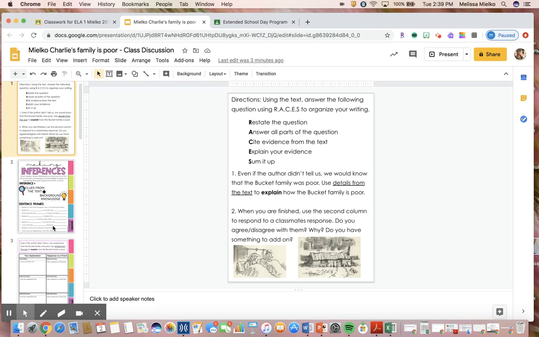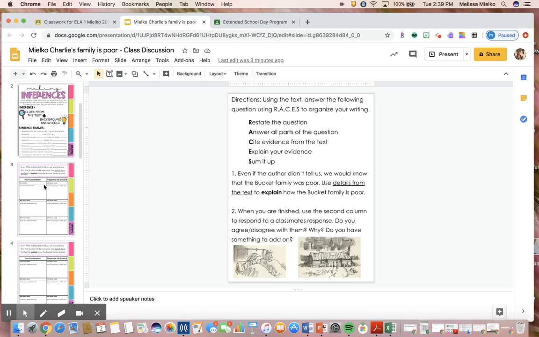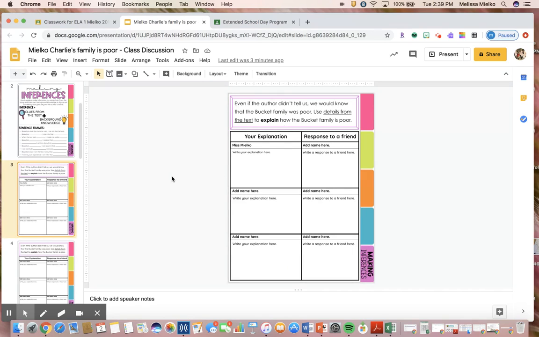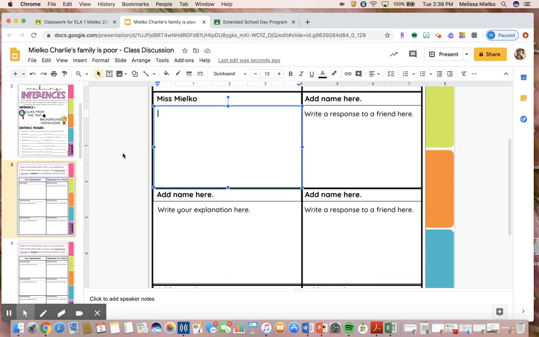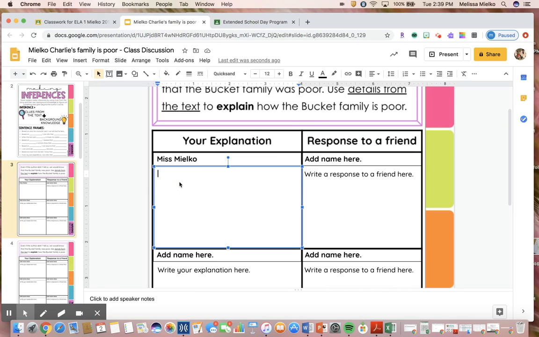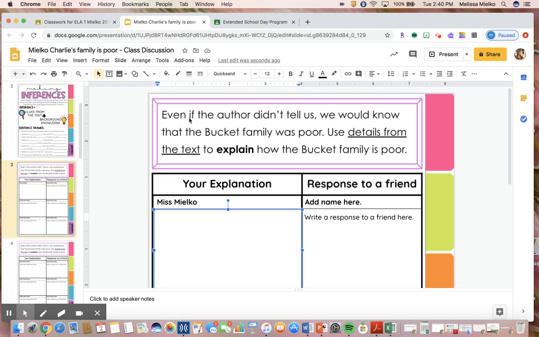I'm going to go to the third slide and do my example for you. Where it says add name here, you're going to type in your name. And where it says write your explanation here, this is where you're going to write your explanation using RACES. I'm going to zoom in a little bit so it's easier to see, and I'm going to start with my explanation. Right at the top, again, here's that question. Even if the author didn't tell us, we would know that the Bucket family was poor.